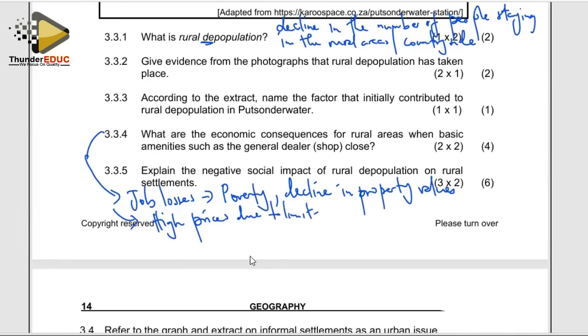If, for example, there were maybe 5 general dealerships and 4 of them decide to close, and then there's only one remaining, that one is going to overcharge because there's no more competition. So it's also a threat.